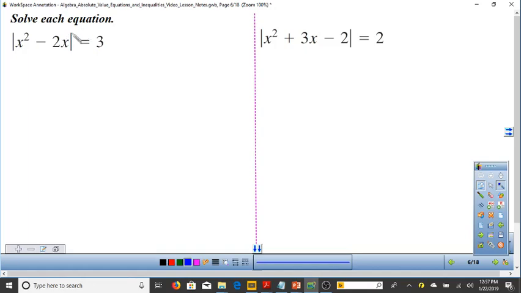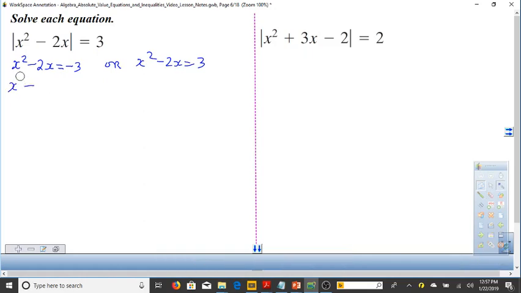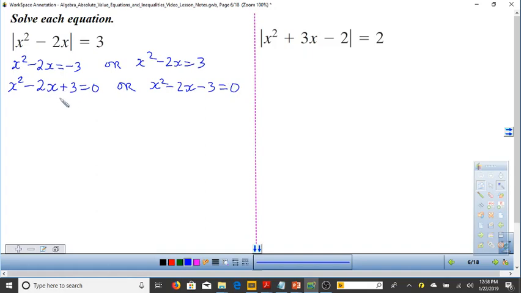And of course, as before, isolate the absolute value, which is already isolated, and then we interpret it. So this means x squared minus 2x is equal to negative 3, or x squared minus 2x is equal to positive 3. Now let's see if we can solve these equations. So it's a quadratic equation, and that's something we should already know how to do. We add 3 to both sides on the left side, and we subtract 3 from both sides on the right equation, and we have a quadratic equation here.